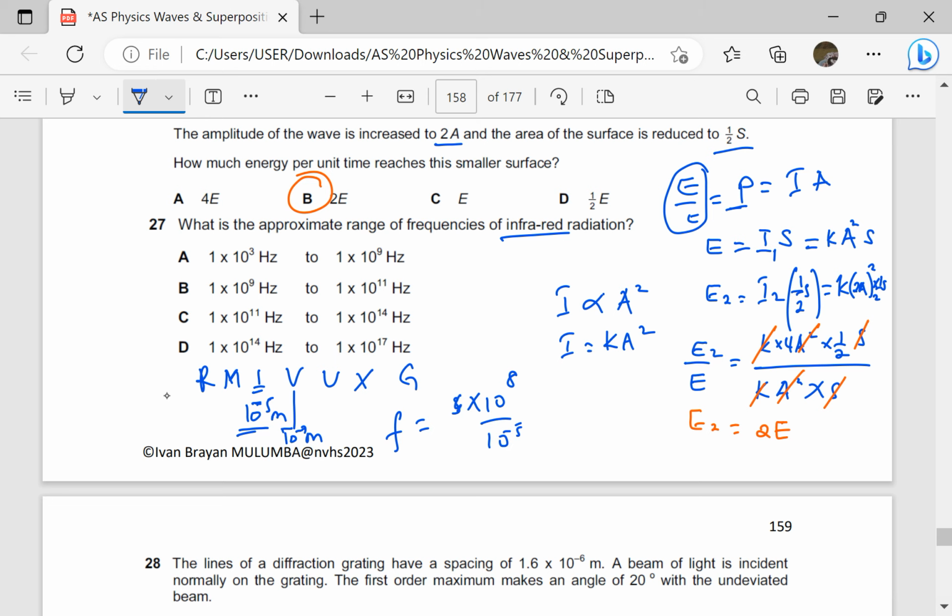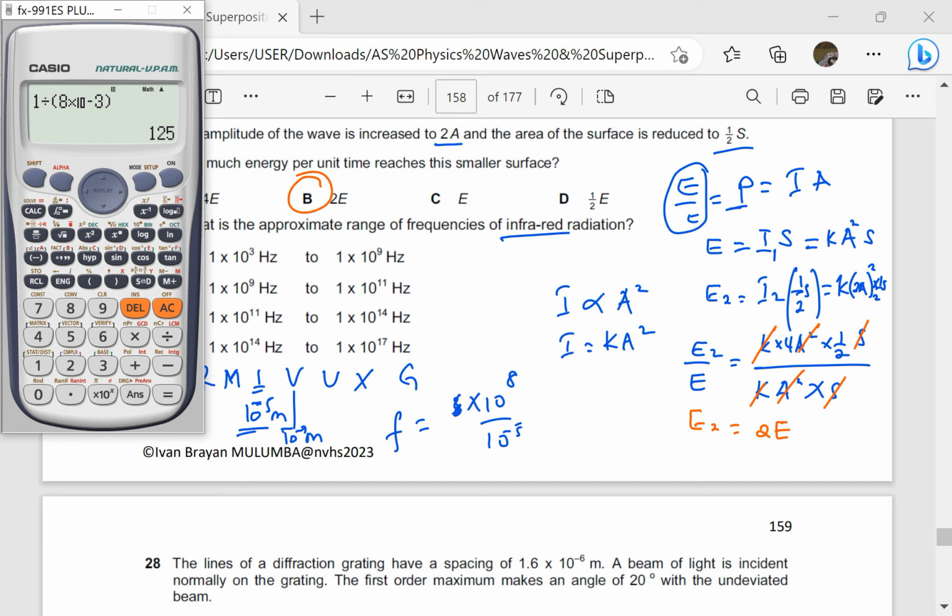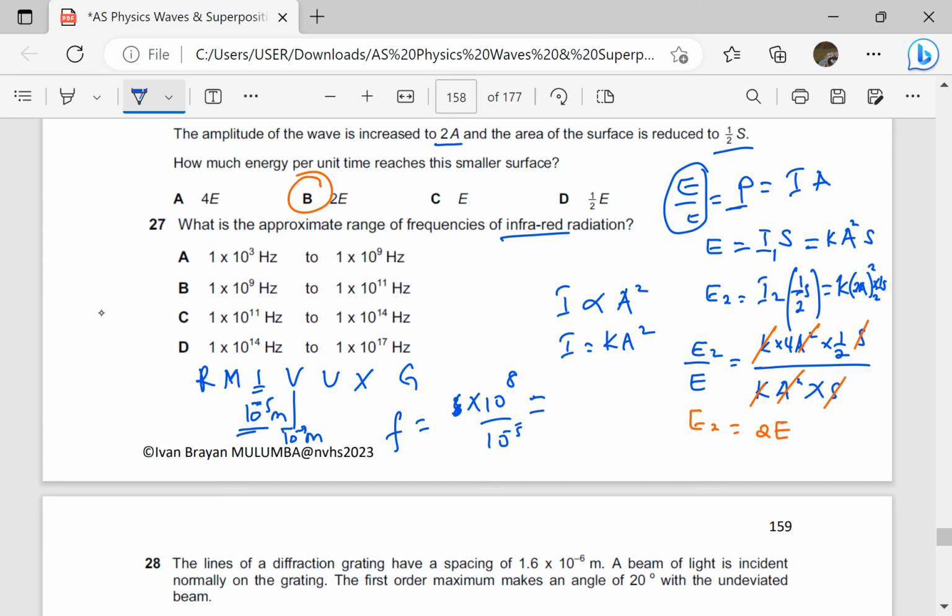So I will ignore the 3 here. Of course, here we just add the powers. So that would be 10 power 8 and 5, that is power 13. So it means that the range must be here. Or 13 is there, so the answer is going to be C.